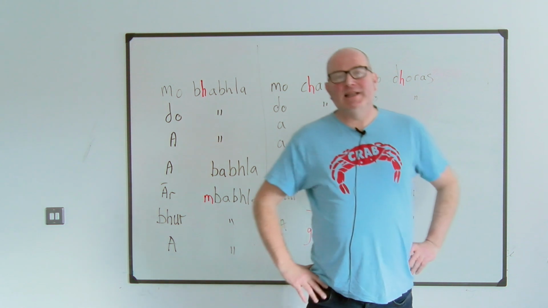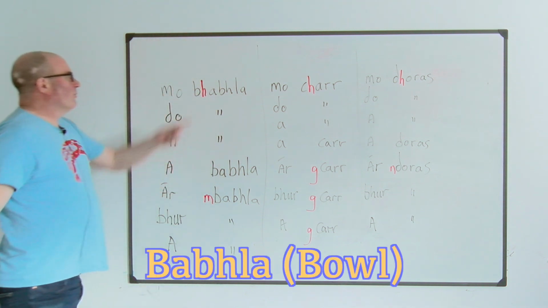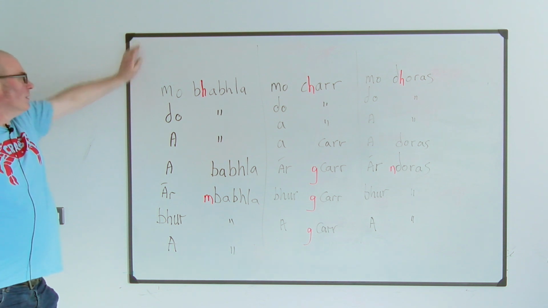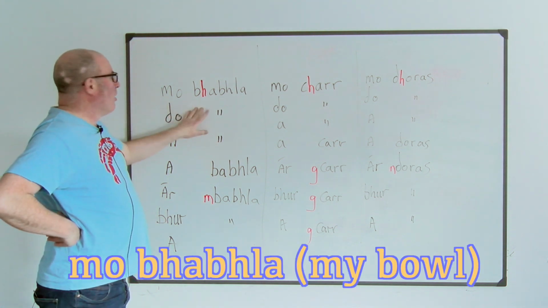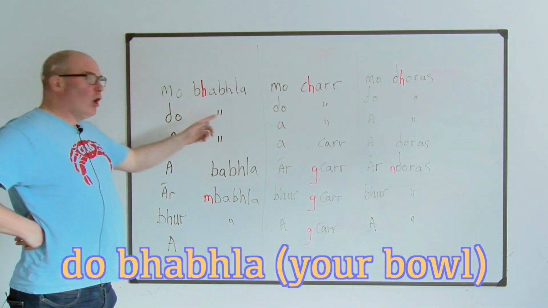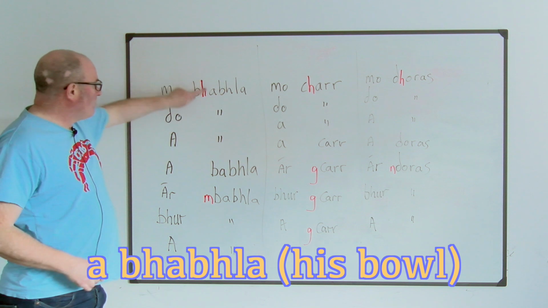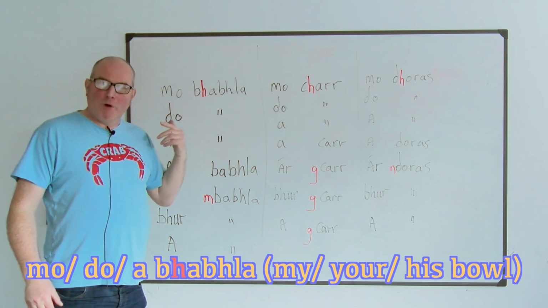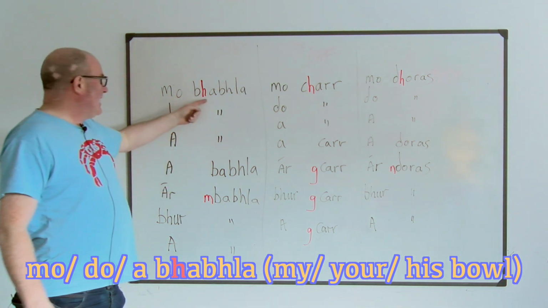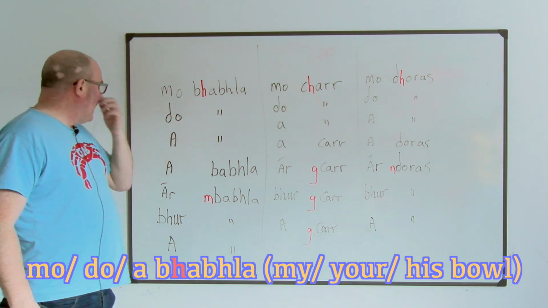Okay, so how do these letters affect nouns? So let's start over here with the word babhla. Babhla means a bowl. But when you put mo in front of it, it becomes mo bhabhla. So my bowl, mo bhabhla. Do bhabhla, your bowl. A bhabhla, his bowl. So the word babhla for the first three people in the singular, mo, mine, do, your, and a, his, they give us a séimhiú, an aspiration.